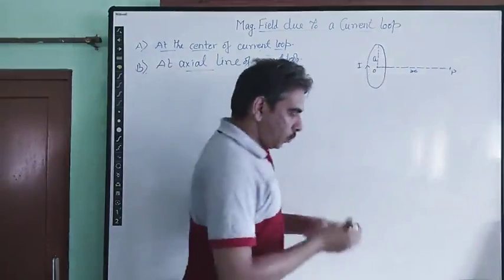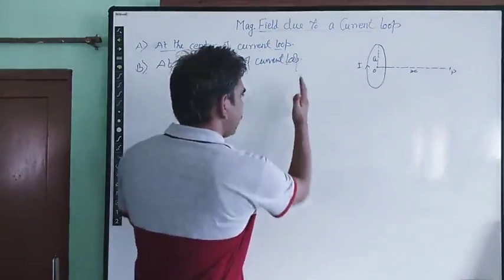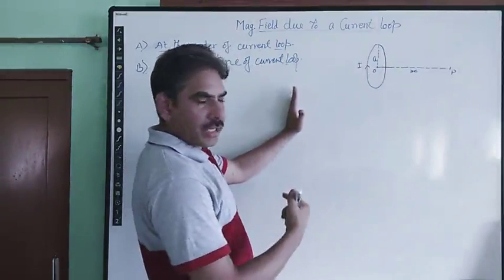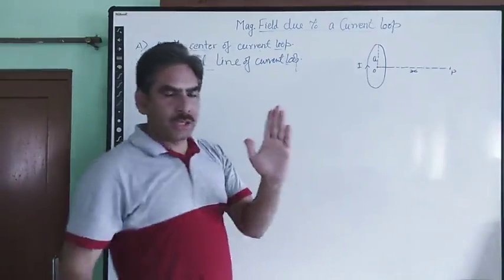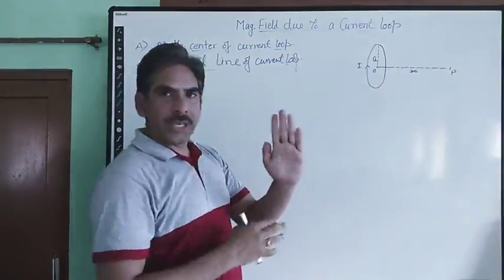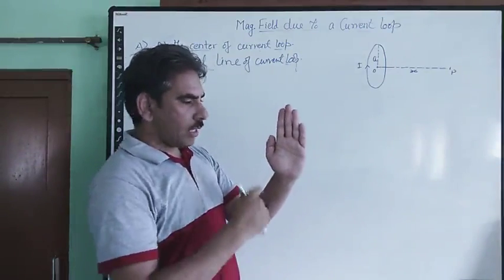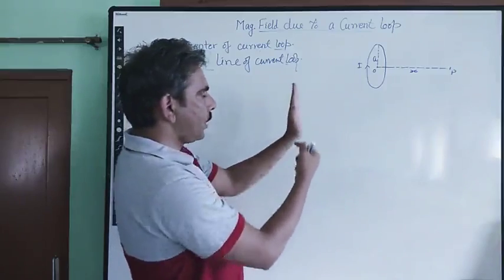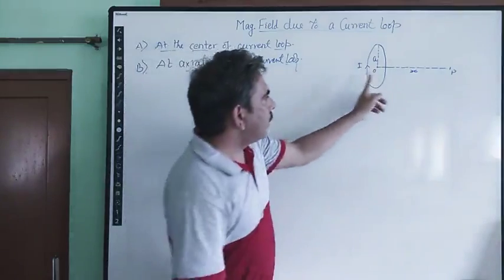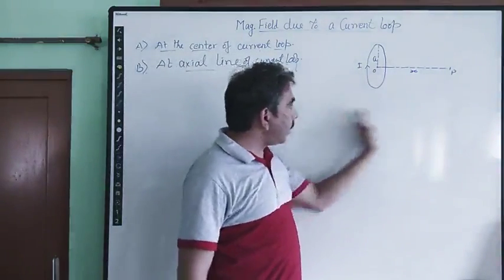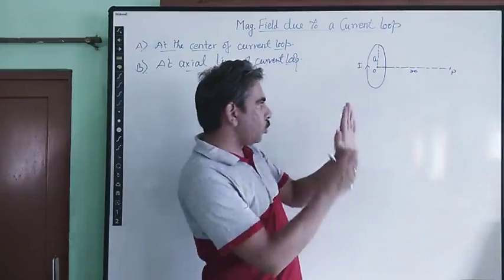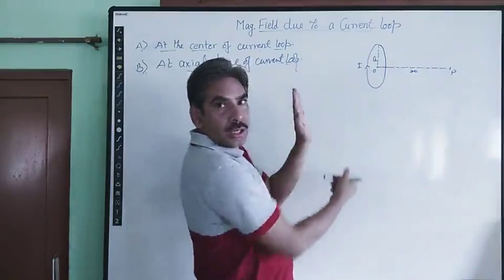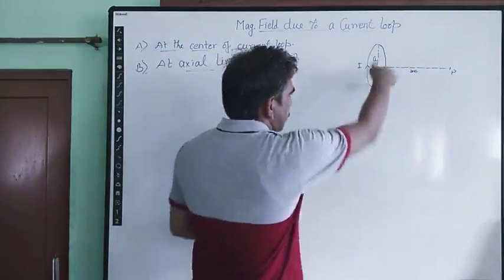You can imagine the loop to be lying perpendicular to the plane of the board, and current is flowing in this direction. If you are facing the loop just like this, the current is flowing in clockwise direction. Now I am holding this loop perpendicular to the plane of the board so that this axial line lies in the plane of the board. So that means half part of the loop is inside and half part of the loop is outside, and the current in the loop is flowing in clockwise direction. That is the situation you can consider here.